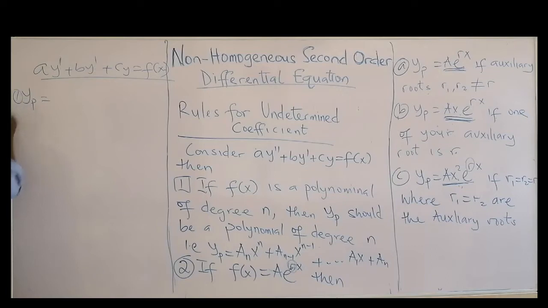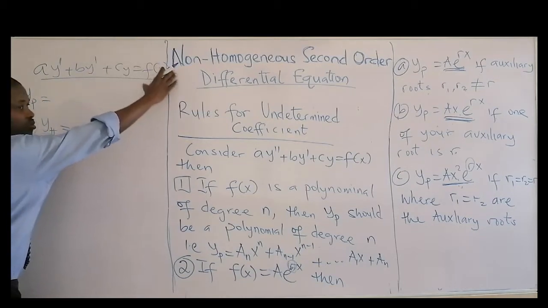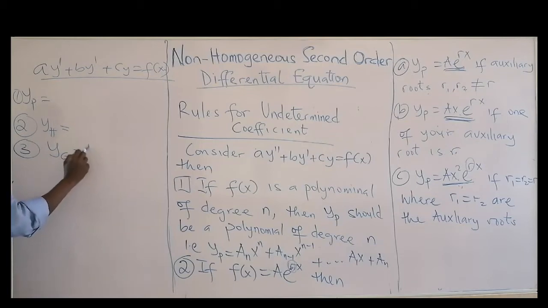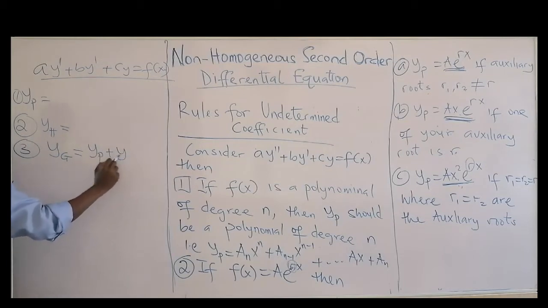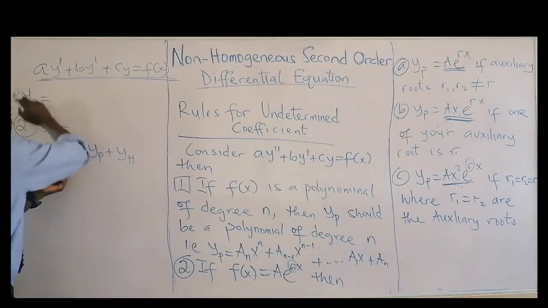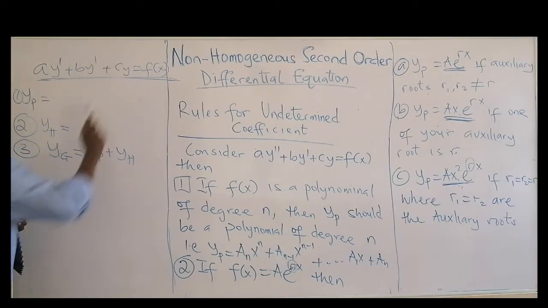That's one. Then two, we need to get the yh, which is called the homogeneous equation, and that will be when this equation is equal to 0. We get the homogeneous part of that. Then the third one is to get the general solution, which will be equal to yp plus yh. So that will be the general solution for the non-homogeneous equation.